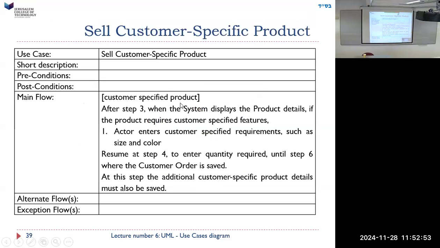After step 3, when the system displays product details, if the product requires customer specific features, actor enters customer specified requirements. That's not the poodle thing, it's a different thing. It's like I wanted a monogram shirt. So now when I'm ordering it, I'm saying what the monogram should be. And then resume step 3 until step 3 when customer order is saved. At this step, the additional customer specified product details must also be saved. So fine, I refer to the one that I am an extension of.